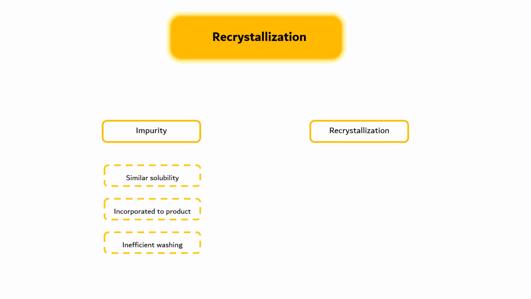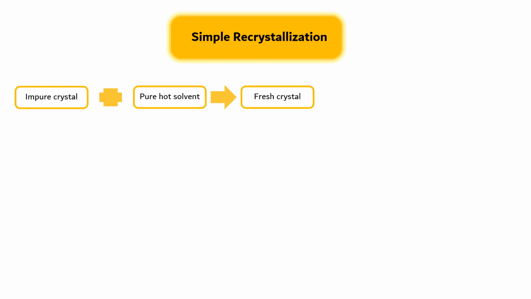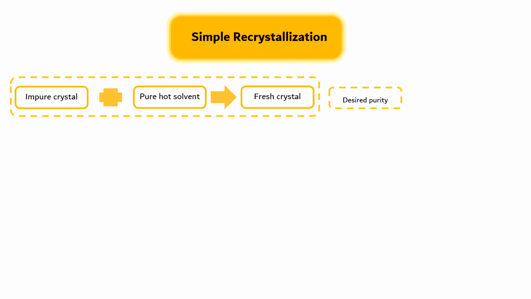Recrystallization can often reduce impurity concentration. The sequence by which recrystallization is effected can take different forms: simple recrystallization and fractional recrystallization. In the simplest case, the impure crystals are dissolved in a small amount of pure hot solvent and cooled to produce a fresh crop of crystals. These new crystals will be purer than the original ones. Such a step may be repeated until crystals of the desired purity are obtained.